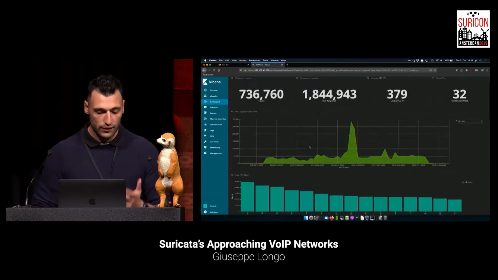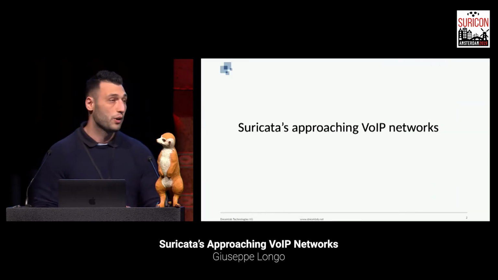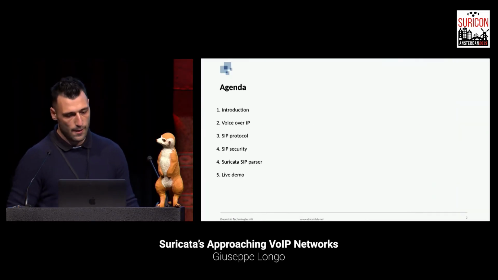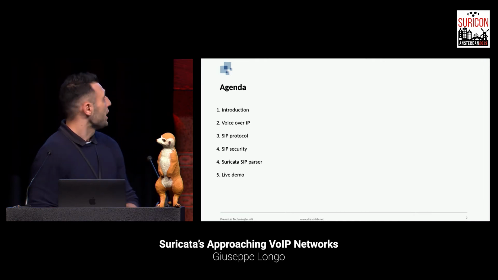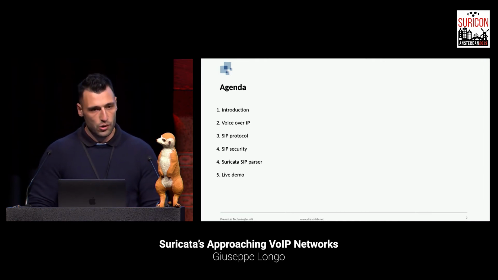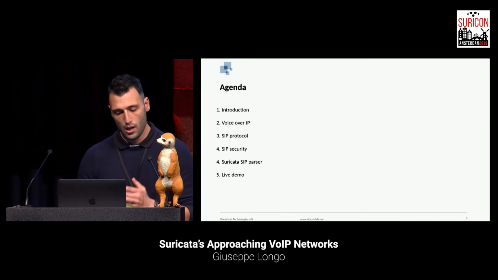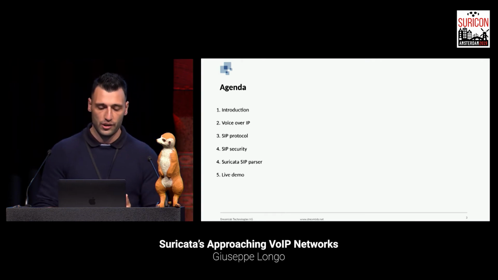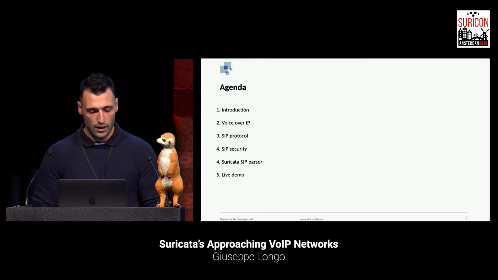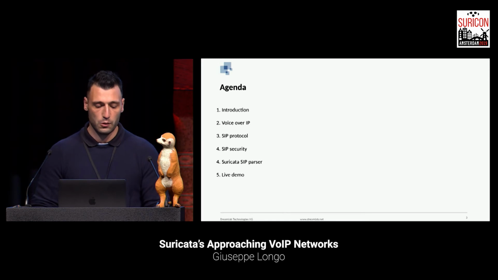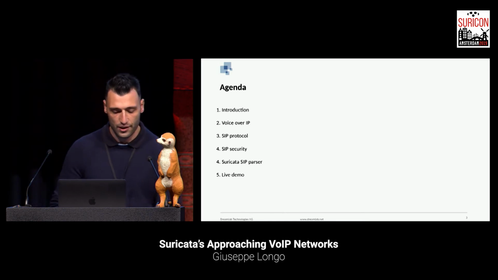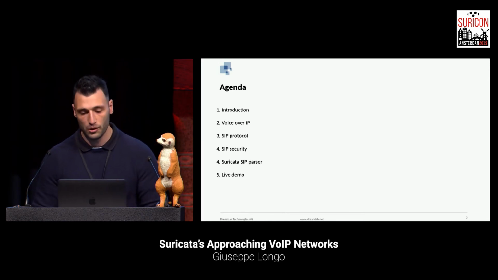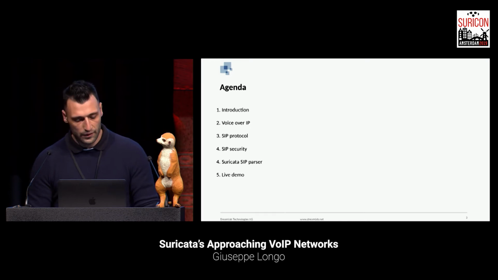And that's all for the visualizations. Now we can start with the slides. I'll give some context about VoIP networks. Then we will take a look at SIP from different points of view, like protocol characteristics, security problems, attacks, and stuff like that. Then I will introduce the Suricata SIP parser. And then if you want, we can take a look again at the visualizations.